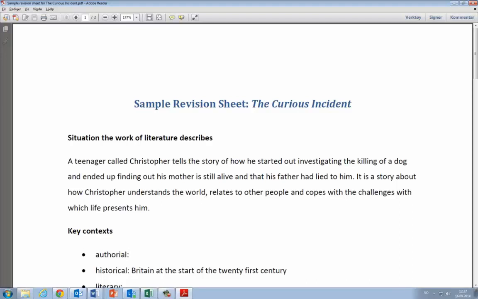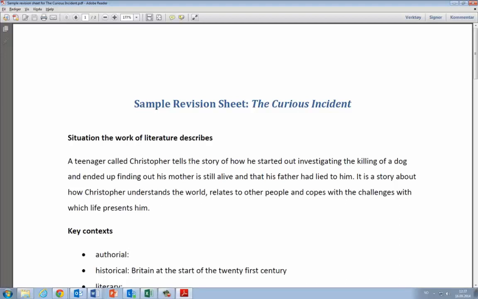This means you should have one of these sheets for every one of the texts on the reading list, at least the longer ones. And its purpose is to give you some prompts so that you would feel more comfortable writing about that text, either in the context of a close reading or as part of a comparison with another text.